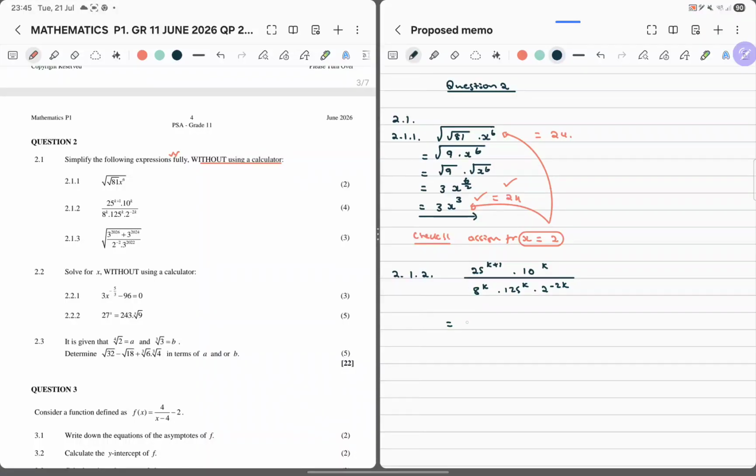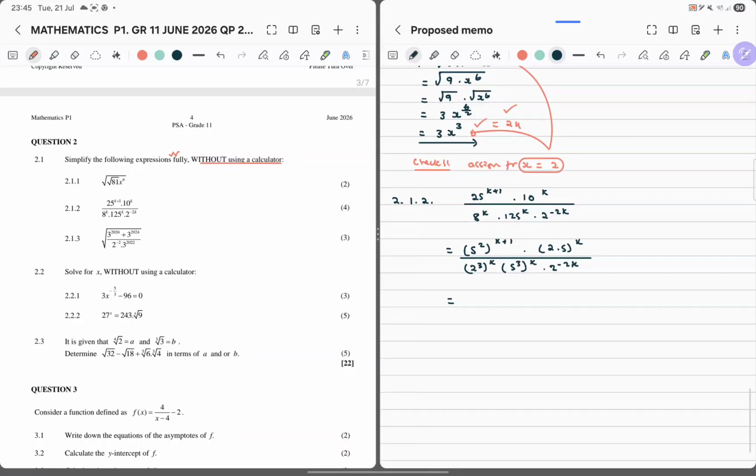25 is going to be 5 squared, right? To the exponent k plus 1 times 10 is basically 2 times 5 to the exponent k, all divided by 8 is 2 cubed to the exponent k. 125 is 5 cubed to the exponent k times 2 to the minus 2k. Easy. So we go on, please be patient.